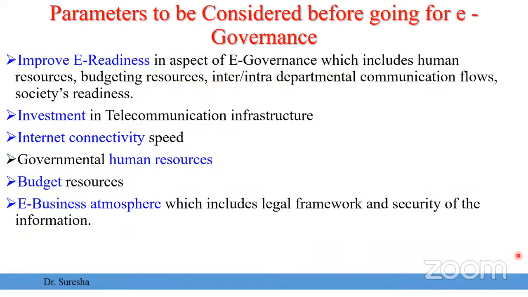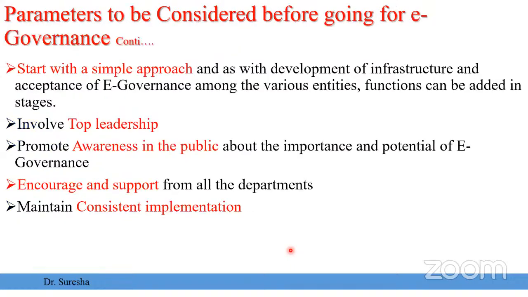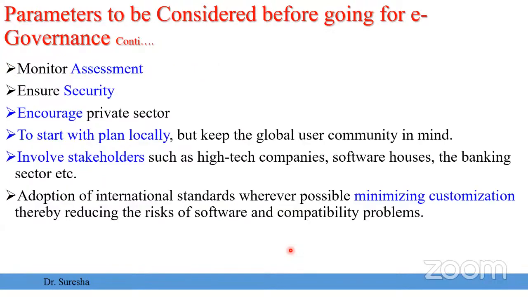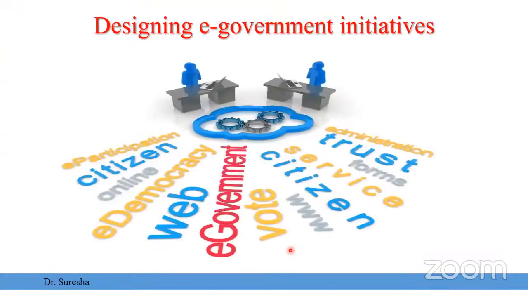Parameters to be considered before going for e-governance: readiness, investment, internet connectivity, government budget and the e-governance atmosphere. Start with a simple approach, involve top leadership, create awareness among the public, encourage and support consistent implementation, measure assessment, ensure security. You have to take all these parameters into account. So, while designing, you have to consider all these things.